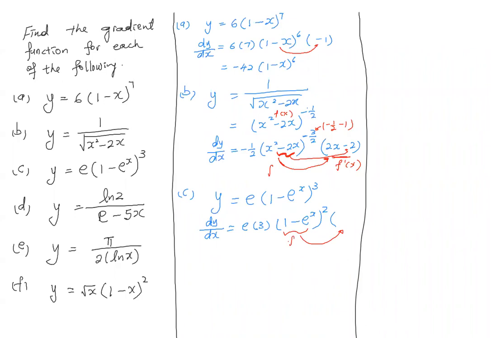This is your f(x). The derivative of 1 is 0. The derivative of e to the power x is e to the power x. If you want to be more accurate, you can write it like this. As a beginner, I will write 0, because the rate of change of 1 is 0. The rate of change of e to the power x is e to the power x, times 1.